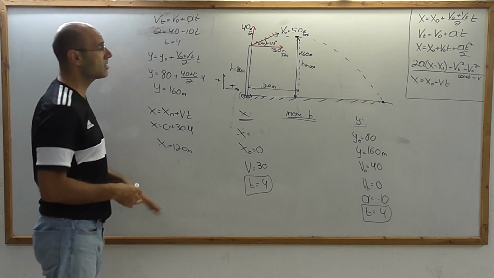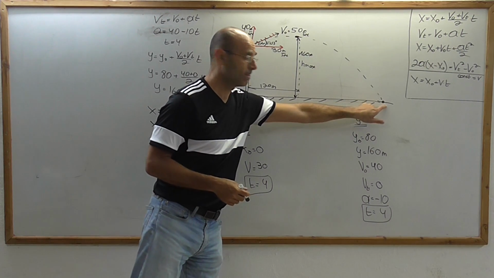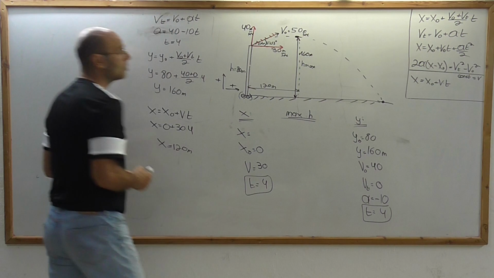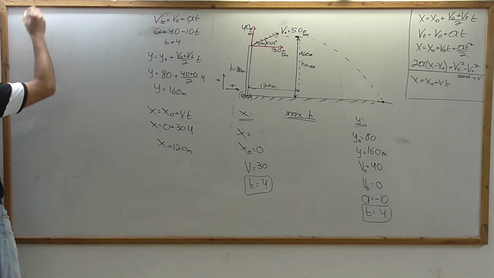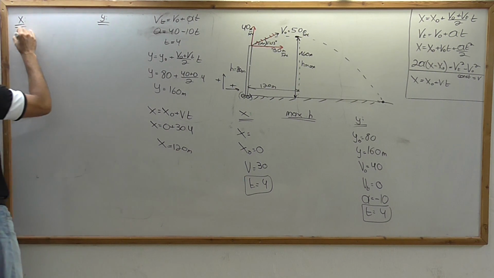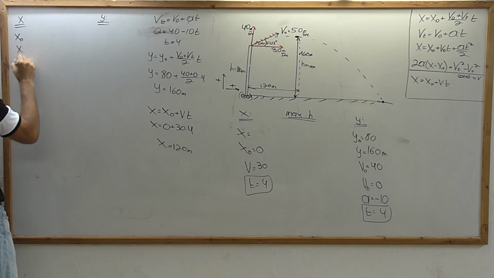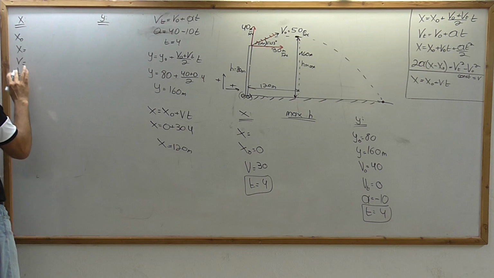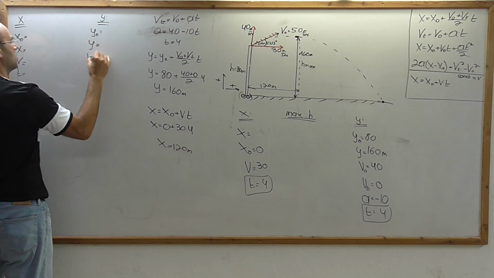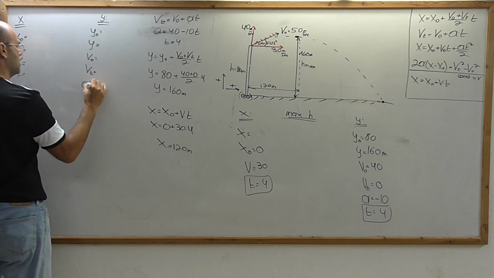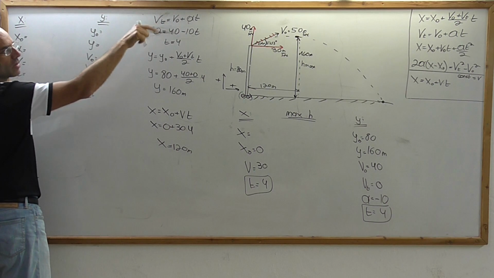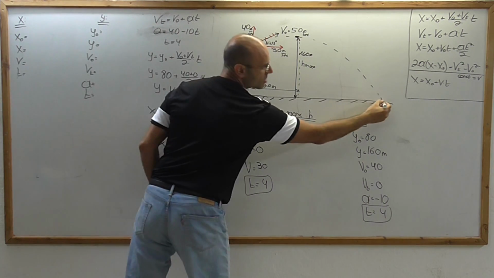Now let's ask about this position, this point, when it reaches the ground. So I need to write again all the data from the beginning, x and y. x0, x, v, t, y0, y, v0, vt, a, t. Okay, now I want to know about reaching the ground, okay? There, when it reaches here.